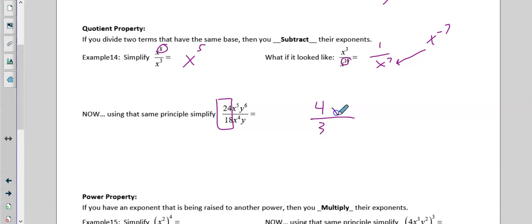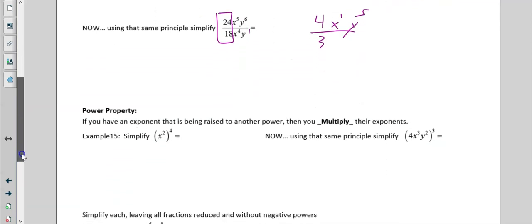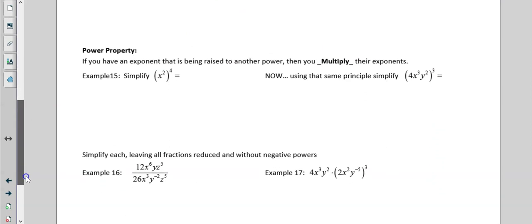Now the letters. Where do I have more x's? On the top. How many more? 1. Where do I have more y's? Again, on the top. How many more? 5. Or I could have done 5 minus 4 and 6 minus 1. Same thing. But I like to do it the other way just to avoid negatives and having to remember to move them.